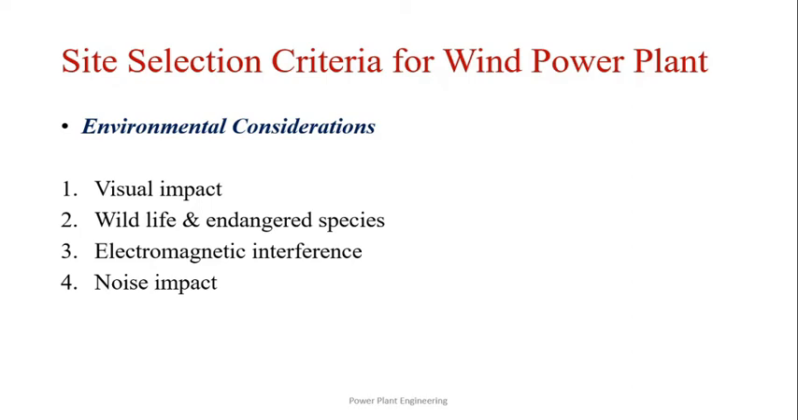The next factor is electromagnetic interference. Electromagnetic interference is an electromagnetic disturbance that interrupts, obstructs, or degrades the effective performance of electronic or electrical equipment. Wind turbines may reflect, scatter, or diffract the electromagnetic waves, which in turn interfere with the original signal arriving at the receiver.